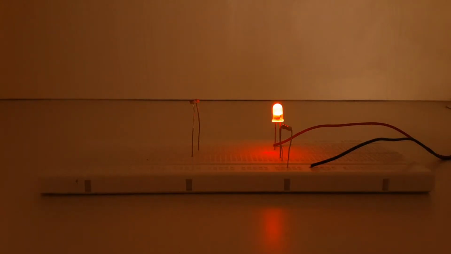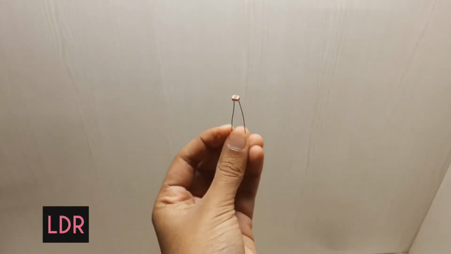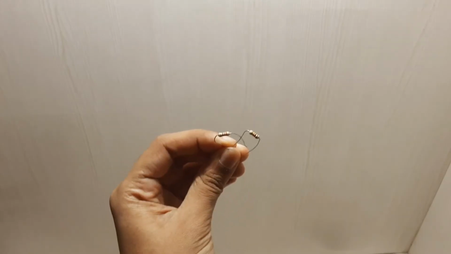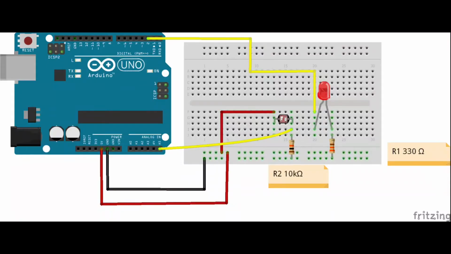We will need the following components to build this project: an Arduino Uno, LDR, a 10K resistor and a 330 ohm resistor, and an LED. You can refer to this circuit diagram to make the connections.